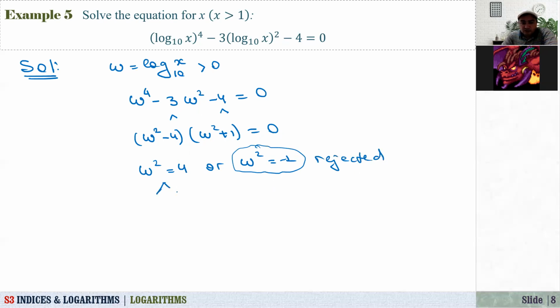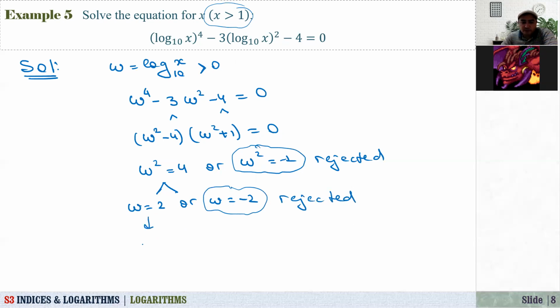And also this has two solutions, right? So w is equal to 2, or w is equal to -2. And also at the beginning, we said that w is greater than 0. Why? Because of this condition, x is greater than 1. So also, this is not a possible answer for us. That's also rejected. Now we have only one answer.